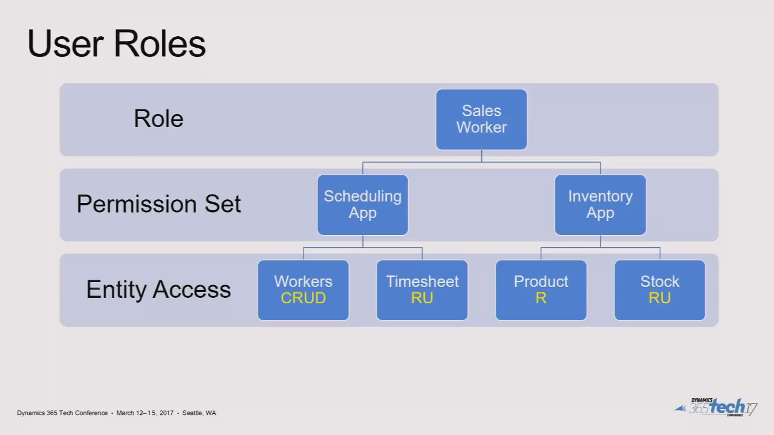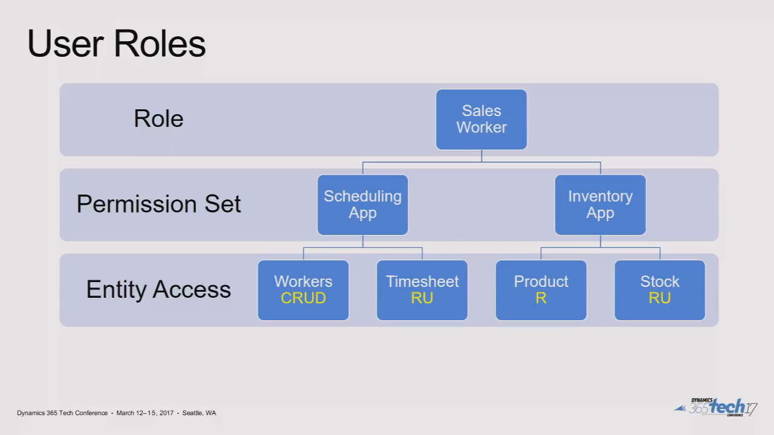If I have a single app, so on here we have a scheduling and inventory app, I can make a single permission set and push that to every different role in my enterprise that needs to be using that app. So here we have, like, a sales worker. I could easily take the permission sets out, put it to a sales clerk, sales manager. It gives you that level of reuse to keep you from recreating artifacts over and over again for every different use case.